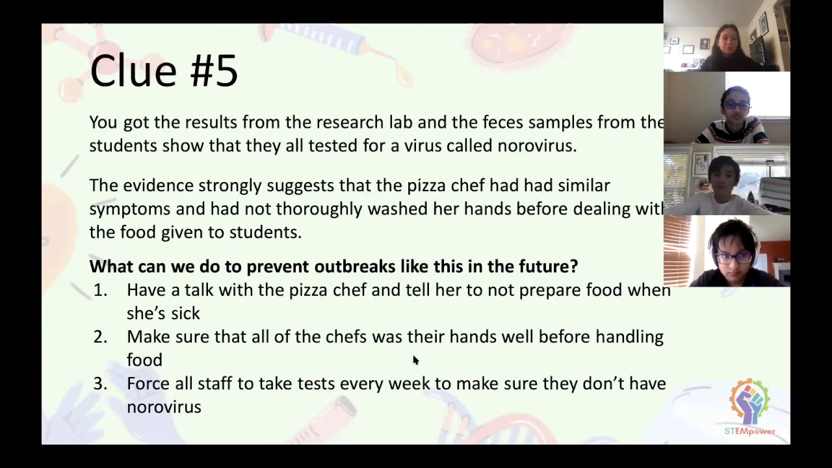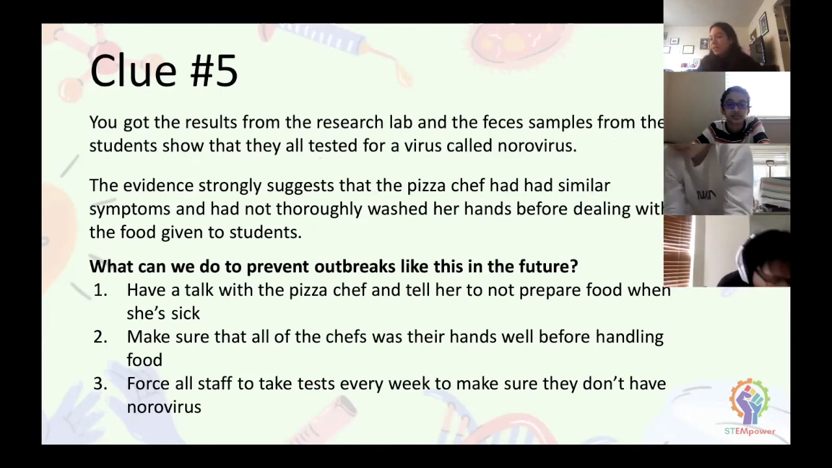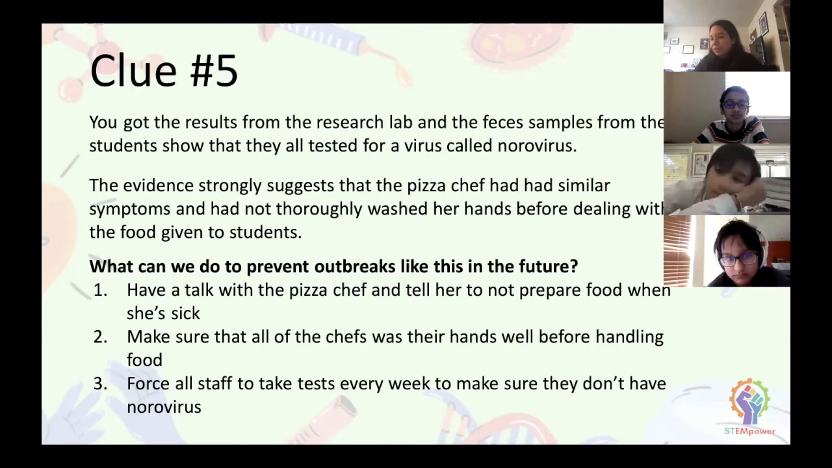So let's move on to clue number 5. You got the results from the research lab, and the feces samples from the students show that they all tested positive for a virus called norovirus. The evidence strongly suggests that the pizza chef had similar symptoms and had not thoroughly washed her hands before dealing with the food given to the students. So what can we do to prevent outbreaks like this in the future?